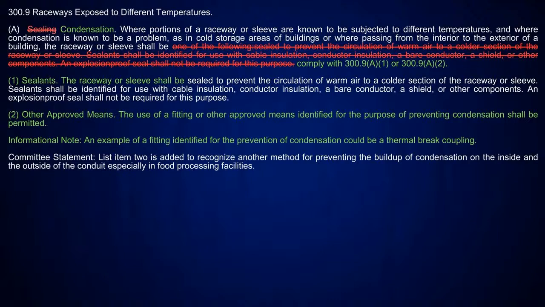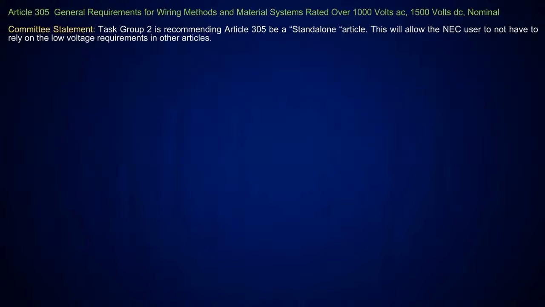Now, the next one they added was Article 305, and now they've taken all the high voltage out of there and added medium voltage, over 1,000 volts. Now you're going to have general requirements for your wiring methods and material systems that are rated over 1,000 volts AC and 1,500 volts DC. As you can see, I think that now brings us to six different new articles dealing with systems rated over 1,000 volts AC and 1,500 volts DC.